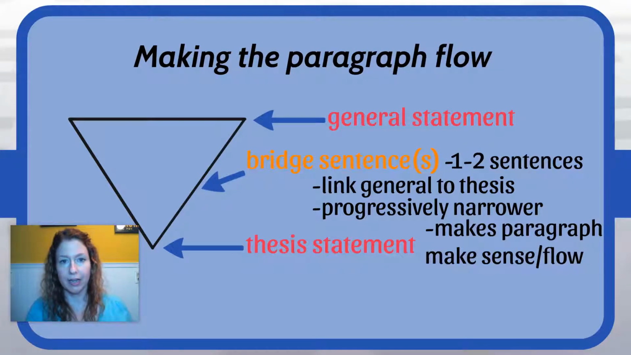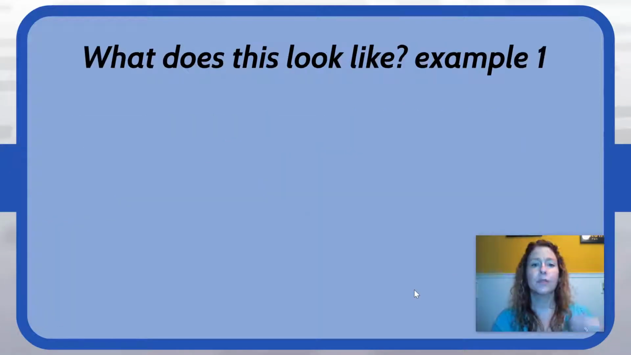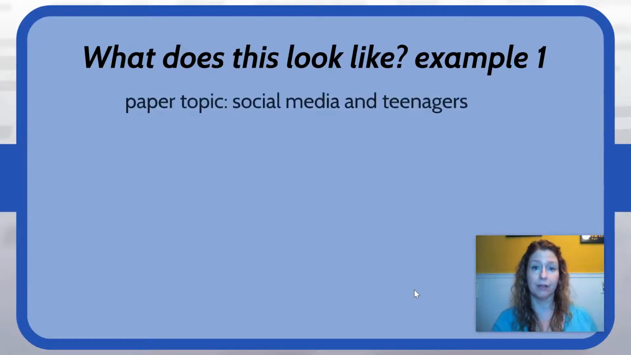Now, what does this look like? I know I'm throwing a lot of theories out to you, but I want to show you what I mean by that upside down triangle. So here is one example. Let's say your teacher assigned you a social issue that you're going to write about. Let's say social media and teenagers. That's your general topic.